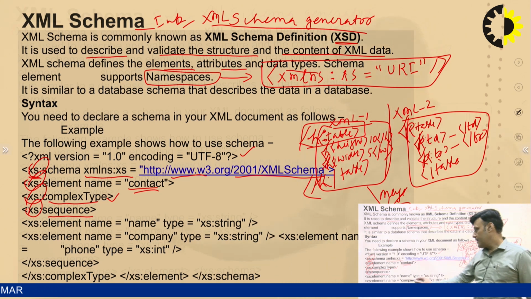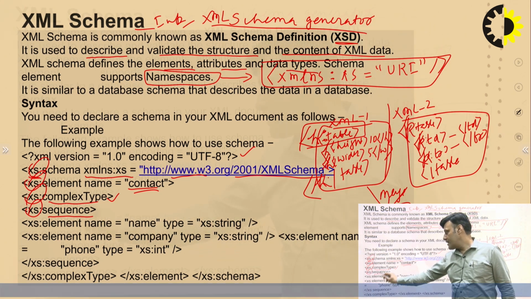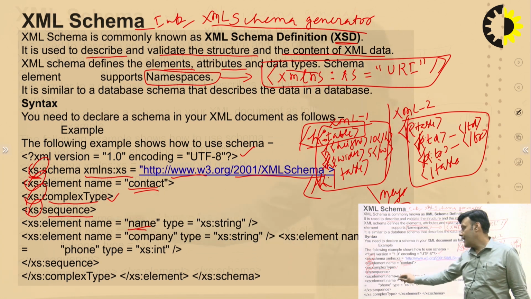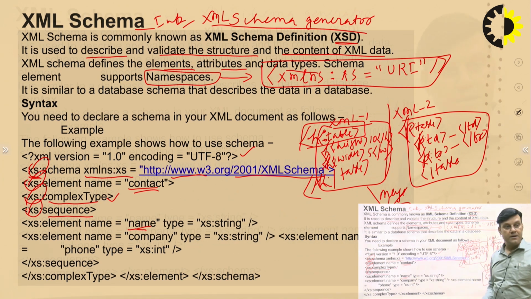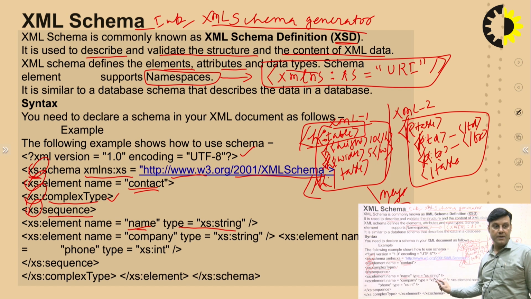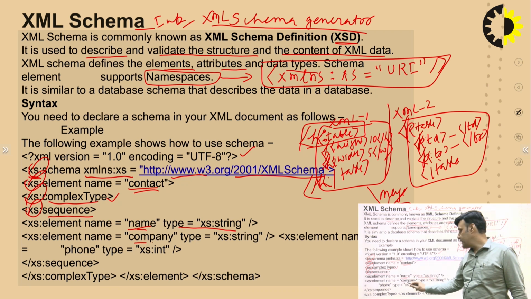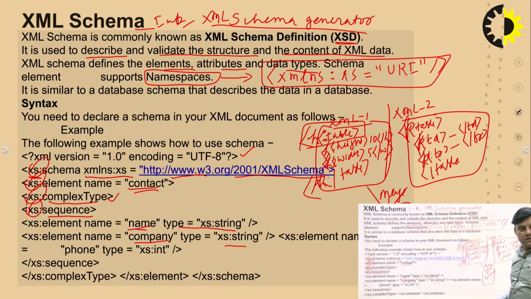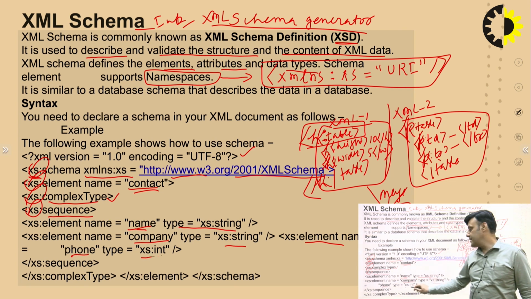Now I have another subtag. Under this contact, I have a subtag whose name is name. Element name is equal to name. And this type will represent the input value. The value is of string type, so I have written here type is equal to XS colon string. Another subtag is company. Its type is string. Now the third subtag is phone. Type is int. An integer value should be there, so I have defined int.